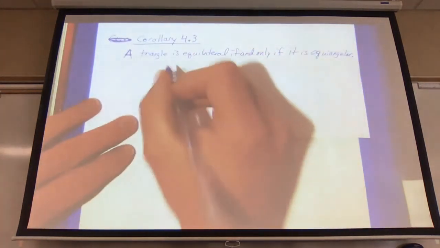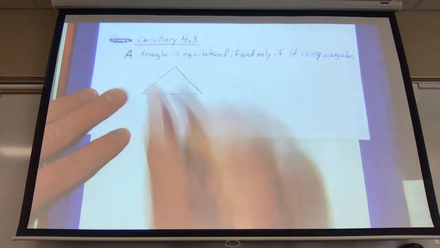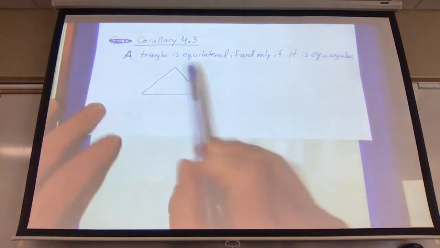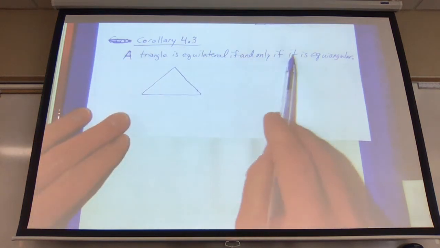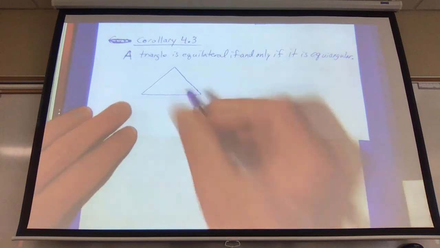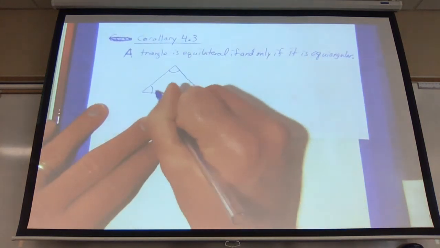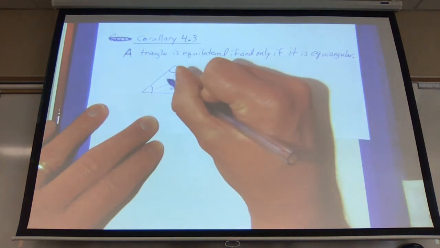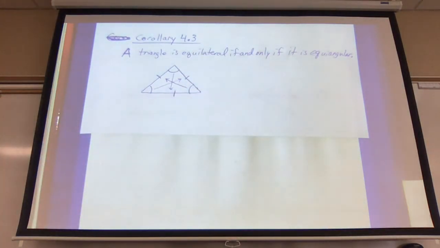So here's what this looks like in a picture. Let's say I have a triangle. And this corollary says the triangle is going to be equilateral. It's going to have all three sides congruent if and only if it's equiangular, where all three angles are congruent to each other. So essentially it's saying if we can get all three angles congruent to each other, then just like what we did before, if we go across, these sides across from them will also all be congruent to each other. So if it's an equiangular triangle, then it's also going to be an equilateral triangle.